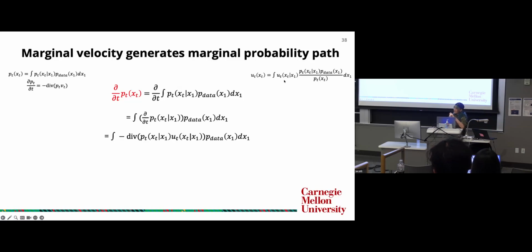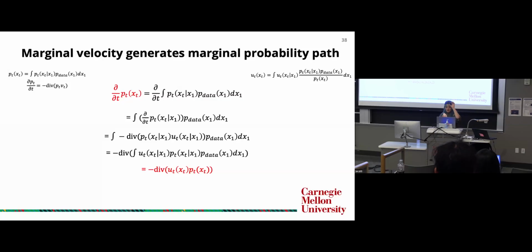And then plug in the definition that we just saw before, we can actually get something like this. And again, pulling out the derivative here because of some regularization condition that we can satisfy. And this thing is literally just the divergence of the marginal velocity times the marginal density. So all in all, this is just to say that the marginal velocity that we defined before from the conditional velocity that we can construct can generate the marginal probability path, which is what we want.